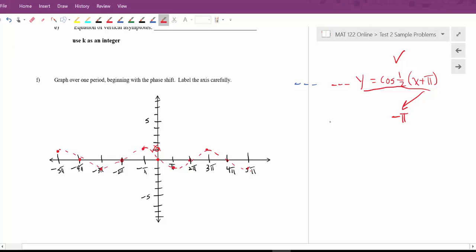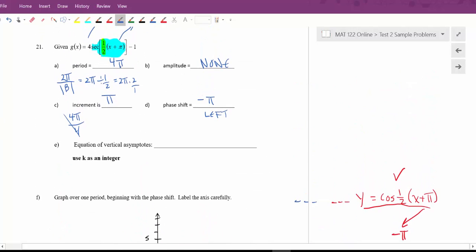Now that means when we put this all together, we're going to be looking at y equals, I think we had a vertical stretch.